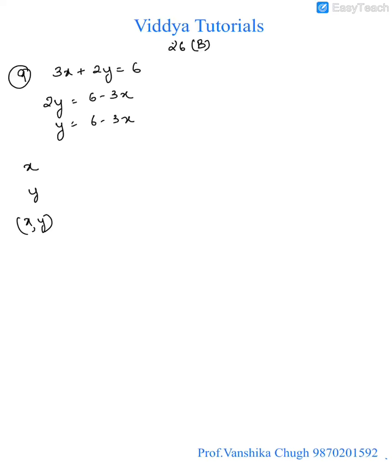Students, in this video I shall be teaching you all how to plot a line graphically. I'm doing sum number 9 from exercise 26B of your textbook. The question reads: the graph of 3x plus 2y is 6 meets the x-axis at the point P and y-axis at the point Q. Use the graphical method to find the coordinates of P and Q.